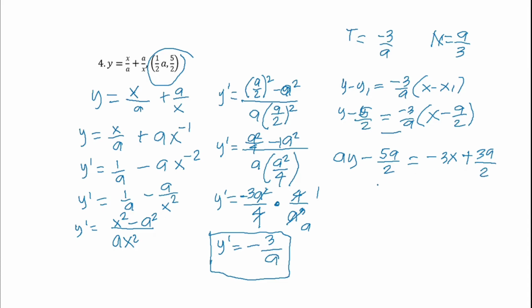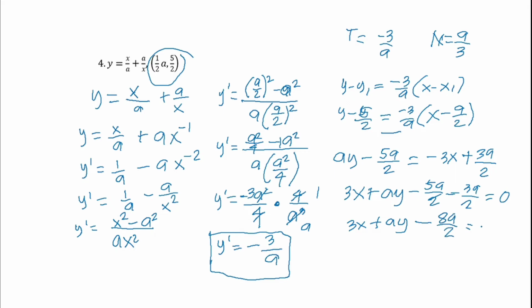Okay, so we have to get the general form. So negative 3x will become positive 3x, plus ay, minus 5a over 2 minus 3a over 2 is equal to 0. So 3x plus ay minus 8a over 2 is equal to 0. So 3x plus ay minus 4a is equal to 0. So this is the equation for the tangent. So let's proceed with the normal.